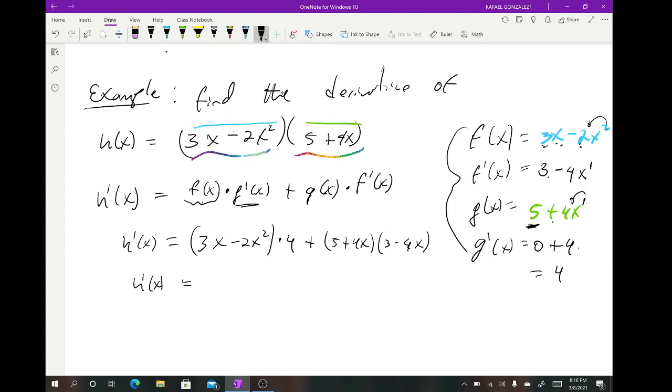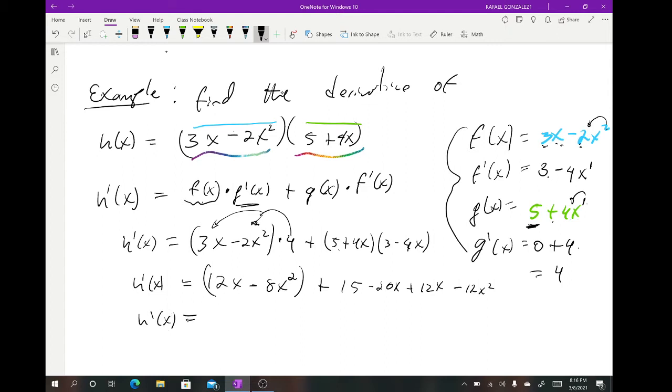Once we find the derivative, the calculus step ended, and we have put everything together. Now what follows is just some basic algebra. So we have to distribute this 4 into the binomial here. So 3 times 4 is 12, so we have 12x minus 8x squared plus, and then here we have to again distribute this binomial, so we have 15 minus 20x plus 12x minus 12x squared.